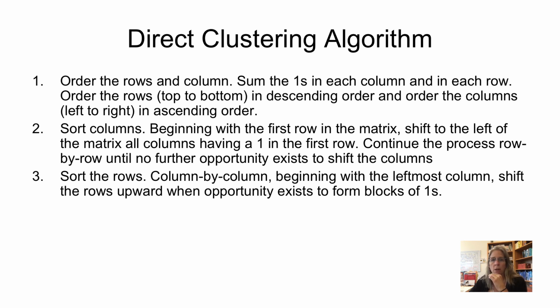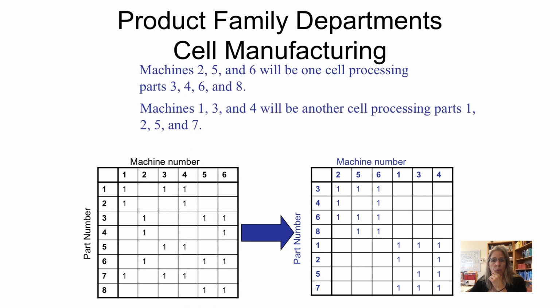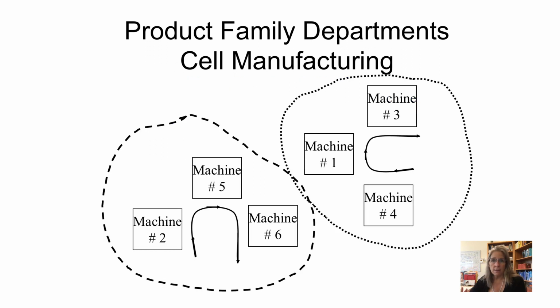So we go through this direct clustering algorithm to go from this machine parts matrix to a differently oriented matrix. You can see that the order has changed on the machines and the part numbers. And what it looks like now is that we're able to group machines 2, 5, and 6 together into one cell, and they're going to be processing parts 2, 3, 6, and 8. And then in another cell, we're going to have machines 1, 3, and 4 processing parts 1, 2, 5, and 7.